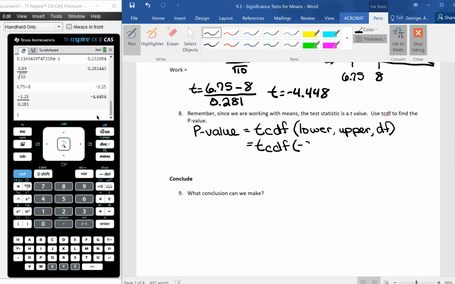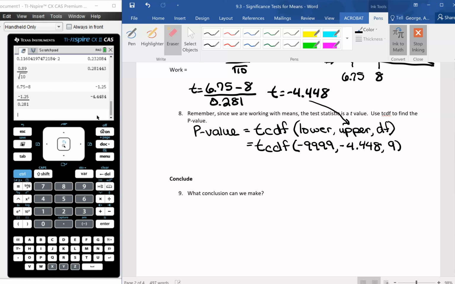So our lower would be negative 9999. Our upper is our t-value, in this case our test statistic, so negative 0.448. And then our degrees of freedom we said was 9.